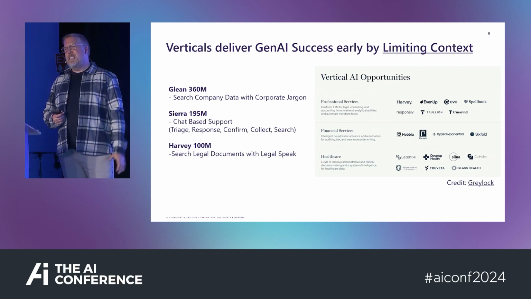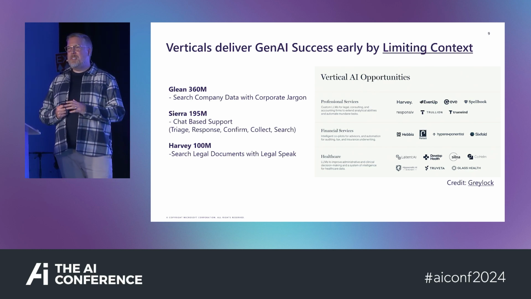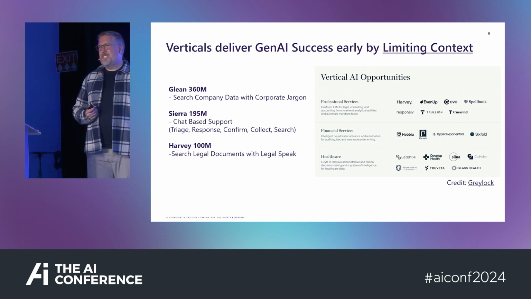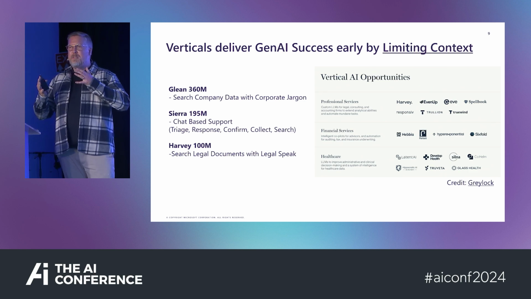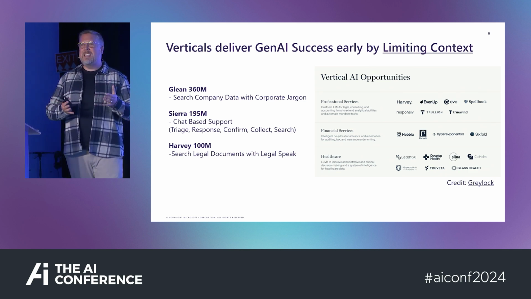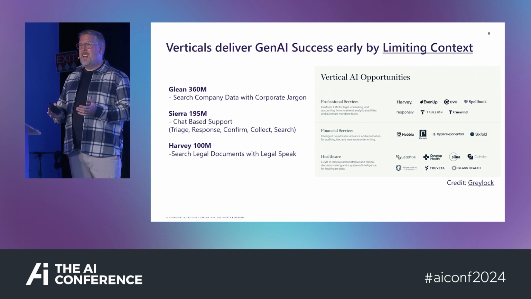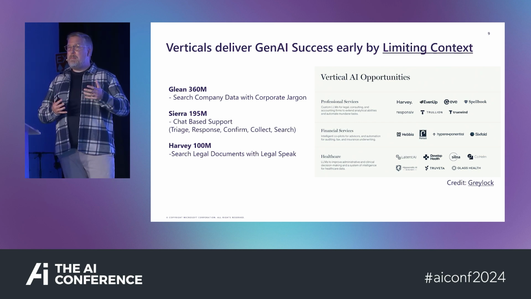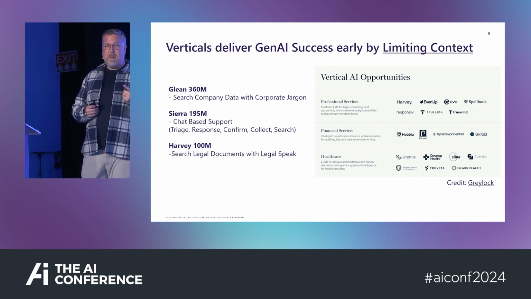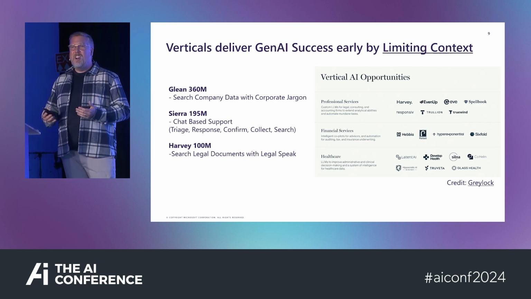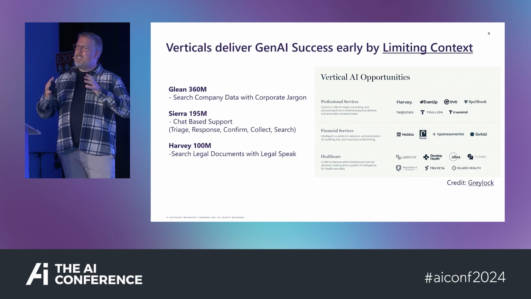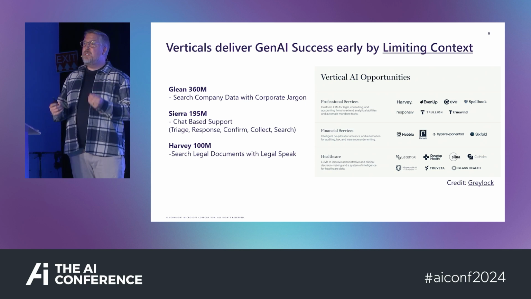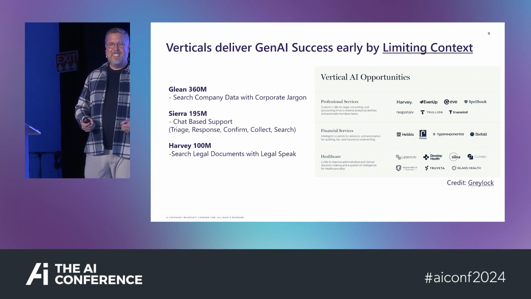So these vertical companies, they're incredible. I mean, Glean just raised an absolutely absurd round. This infographic, courtesy of Greylock, shows that vertical custom copilots have had tremendous success, and the markups for companies who do well are outstanding. Sierra, they limit context. They do chat-based support, but they focus on triage, response, confirm, collect, search. All of these things help narrow down what the user's experience is. So it's not an app that promises everything. It's an app that promises real, tangible value for your users.